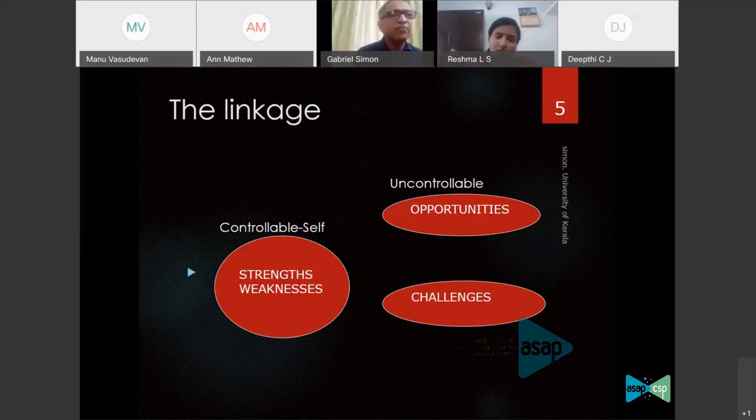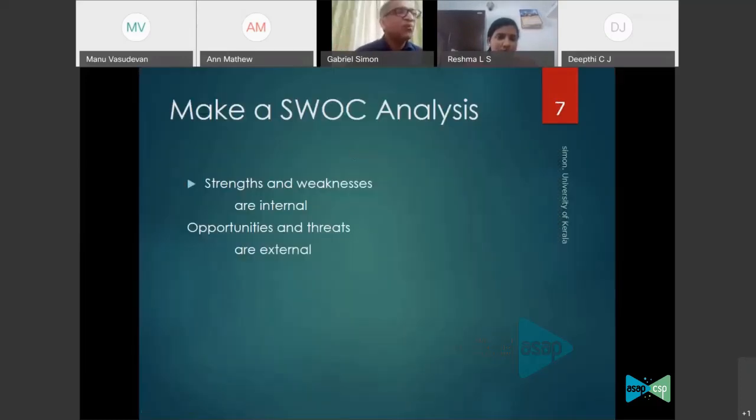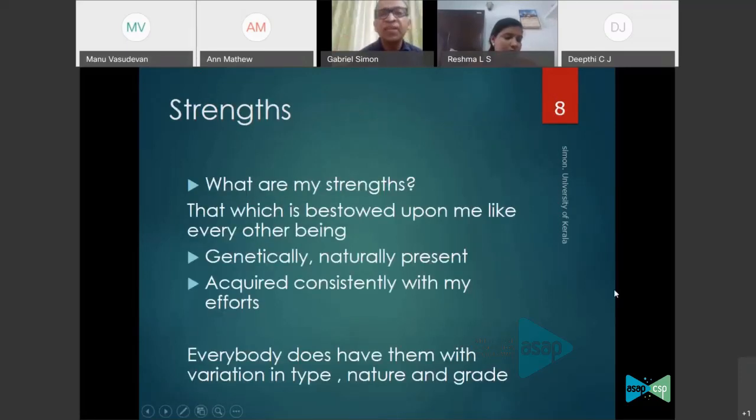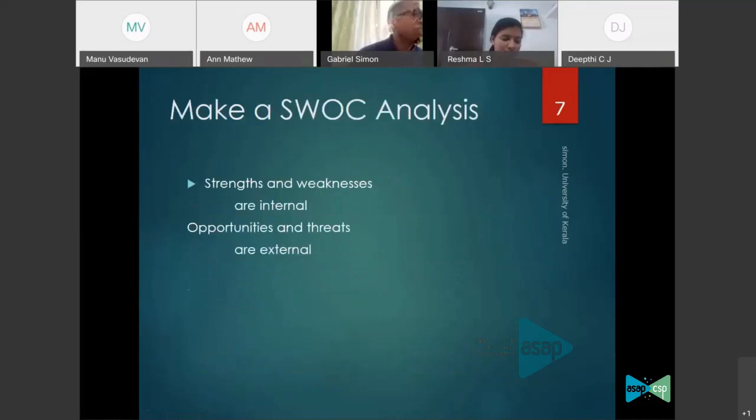Move on to slide number 7. We are talking about making a SWOT analysis. How do we make a SWOT analysis? What exactly are the factors that go into the SWOT analysis that we make? The SWOT analysis is basically concerned with strengths and weaknesses, as well as the opportunities and threats. The first set, which are internal, and the second set, which are basically external. Now, again, we move on to the entire process, how this is done.